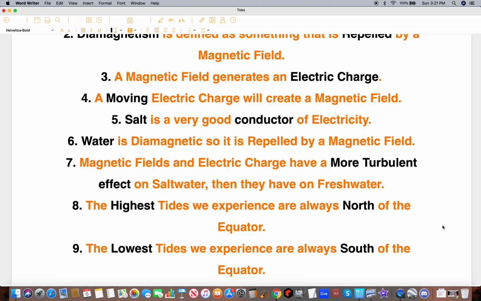In Australia, one thing I noticed was there was hardly any tide change. There was a tidal change, but it was so minimal that it wasn't noticeable. Now, the thing about it is, the highest tides we experience are in the north. What else is in the north? The magnetic field. So we have a magnetic field emanating from the north, and it does appear to move a bit around.